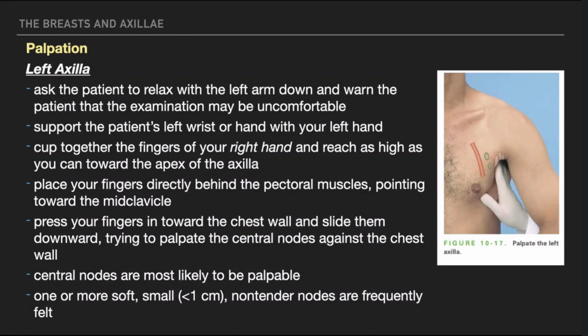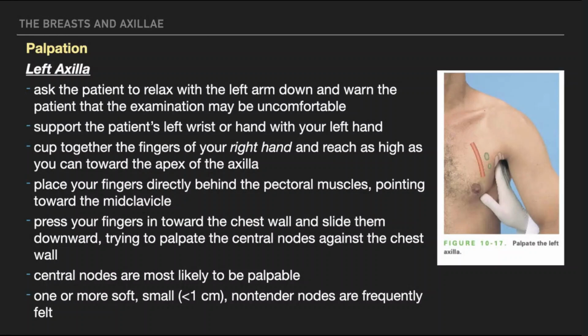Then you have to press your fingers toward the chest wall and slide them downward, trying to palpate the central nodes against the chest wall. So the central nodes are most likely to be palpable, but one or more soft, small, less than 1 cm non-tender nodes are frequently felt in this area. So the same goes for the right.